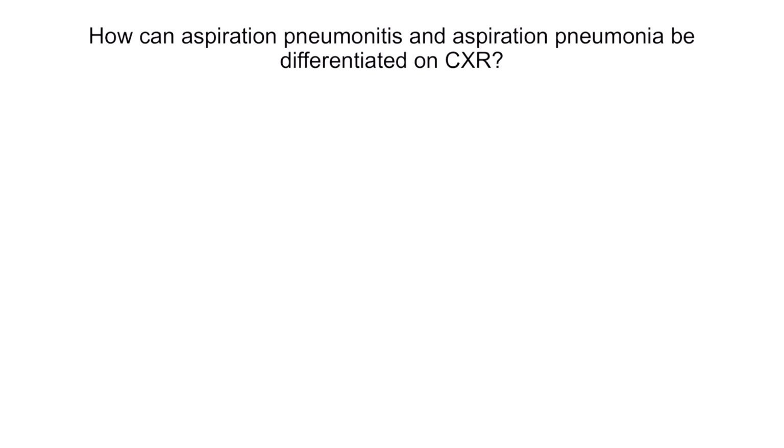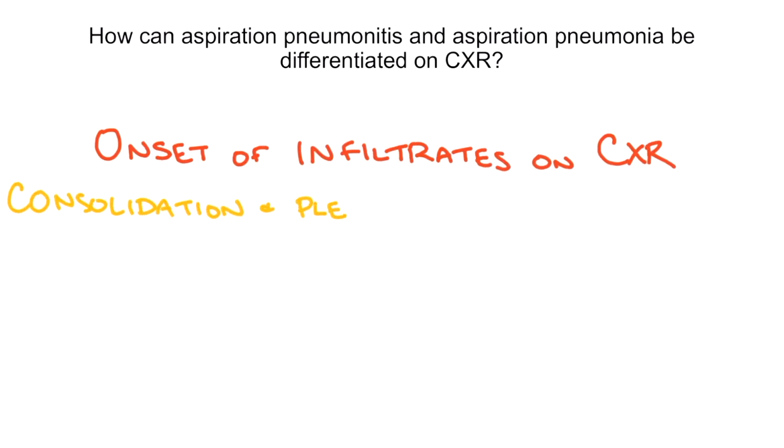Both aspiration pneumonitis and pneumonia involve inflammation and hence show infiltrates on the chest X-ray. However, as we discussed, aspiration pneumonitis will show infiltrates acutely, whereas aspiration pneumonia may take longer to show the infiltrates. Also, in aspiration pneumonia, the chest X-ray may show progressive consolidation and pleural effusion as a result of the acute inflammatory process. Hence, these two conditions can be distinguished by the onset of infiltrates on chest X-ray as well as consolidation and pleural effusion in the case of aspiration pneumonia.